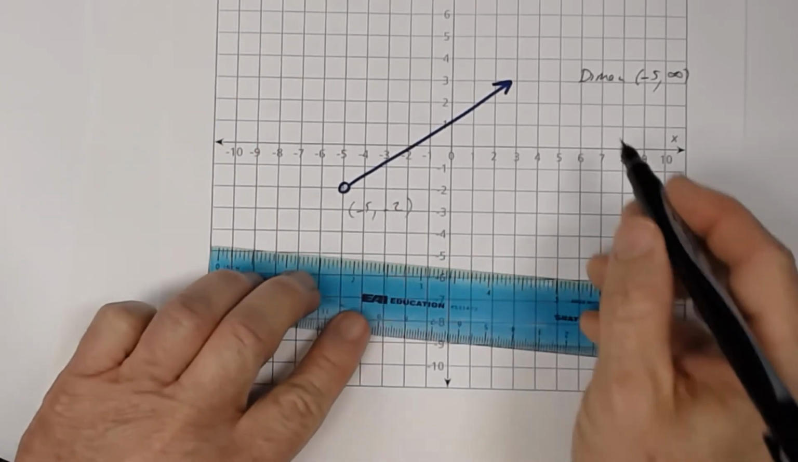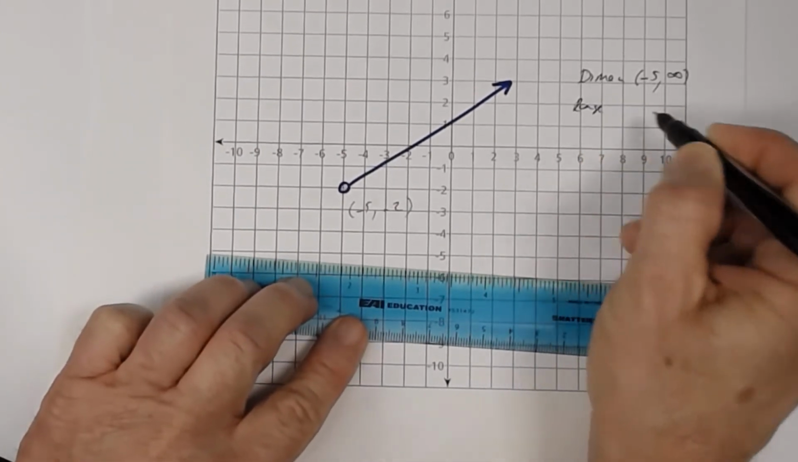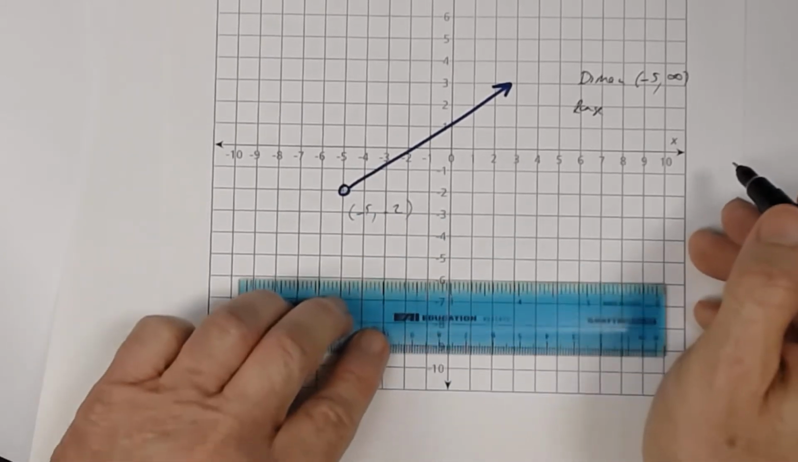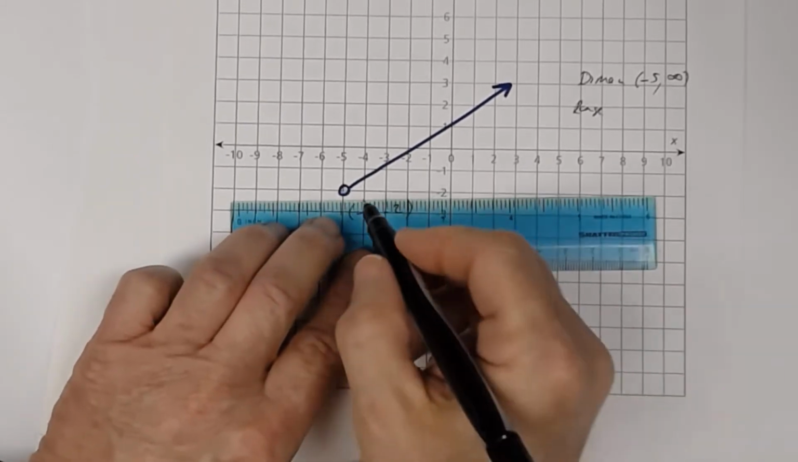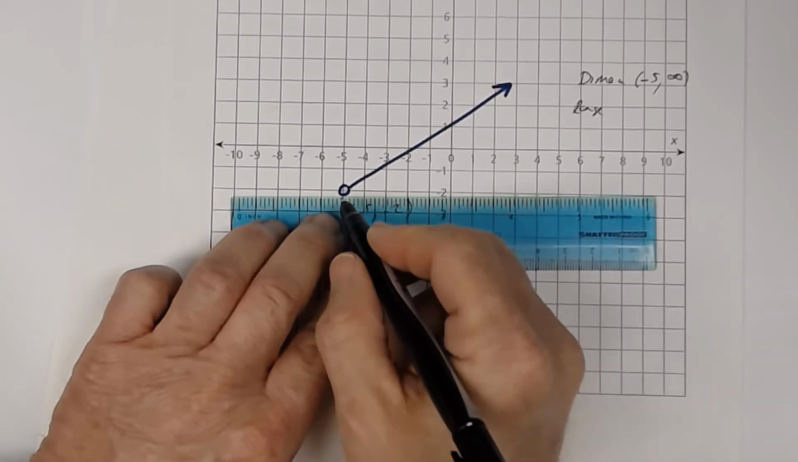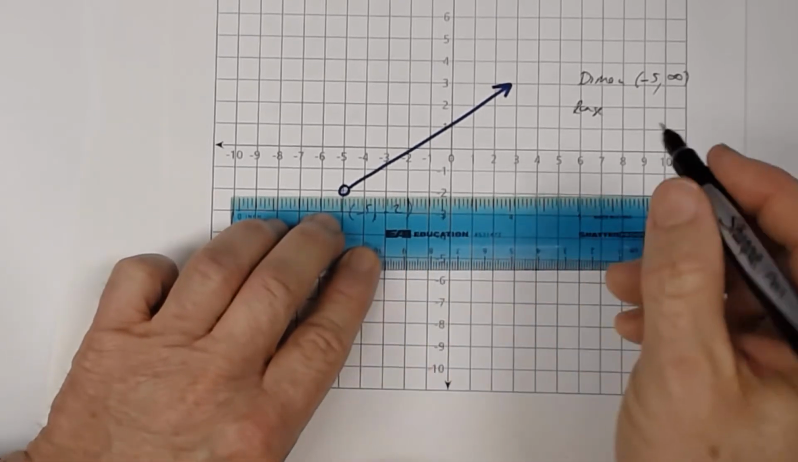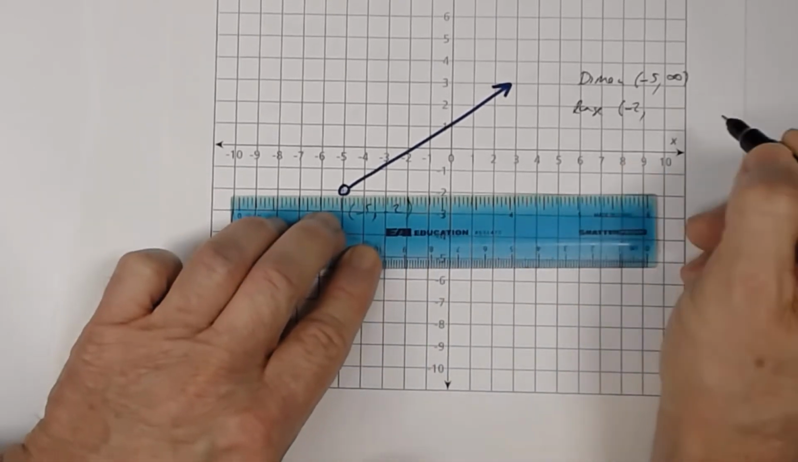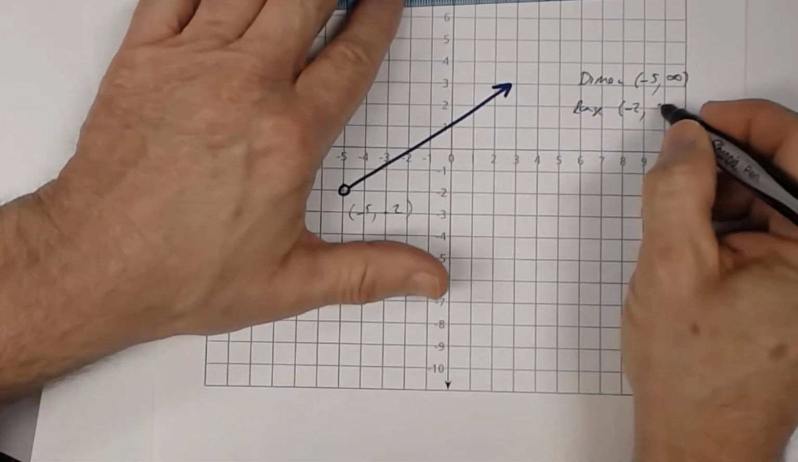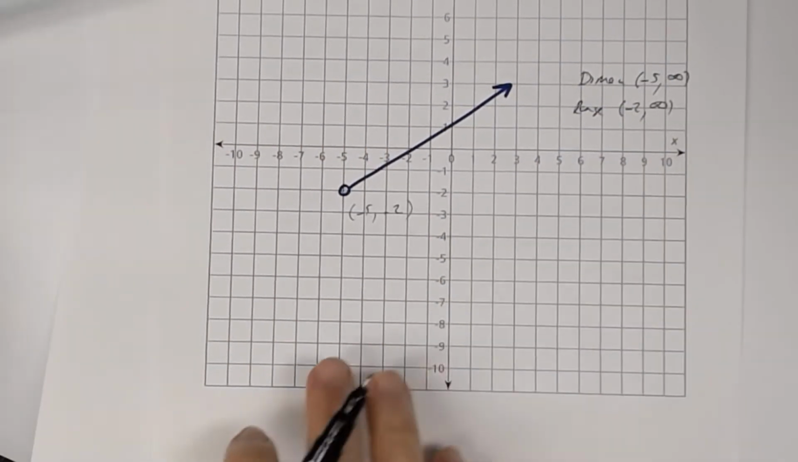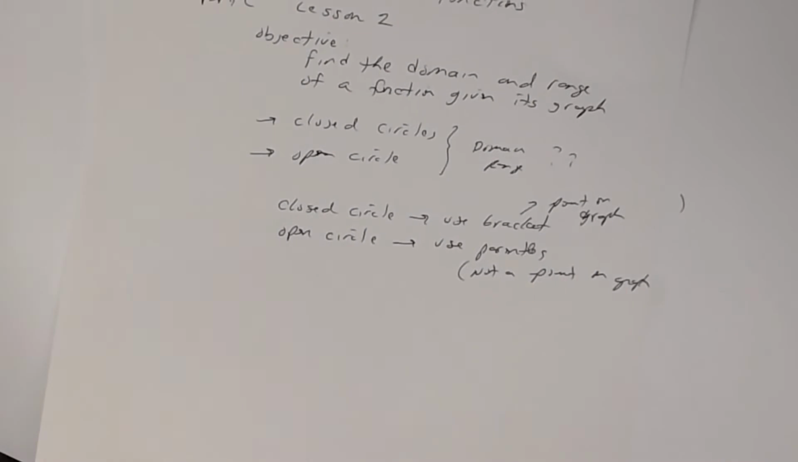Okay, so let's talk about the range. The range, I go along the y-axis from bottom up, and notice this is where I start touching the graph of this open circle. So that y value is -2. So I'm going parentheses -2 all the way to, it never stops, infinity. Okay? Next one.